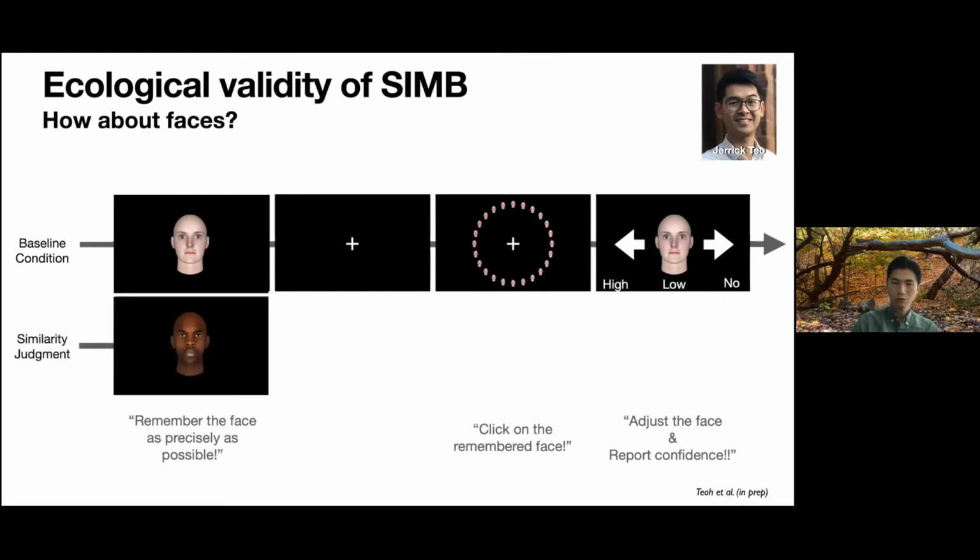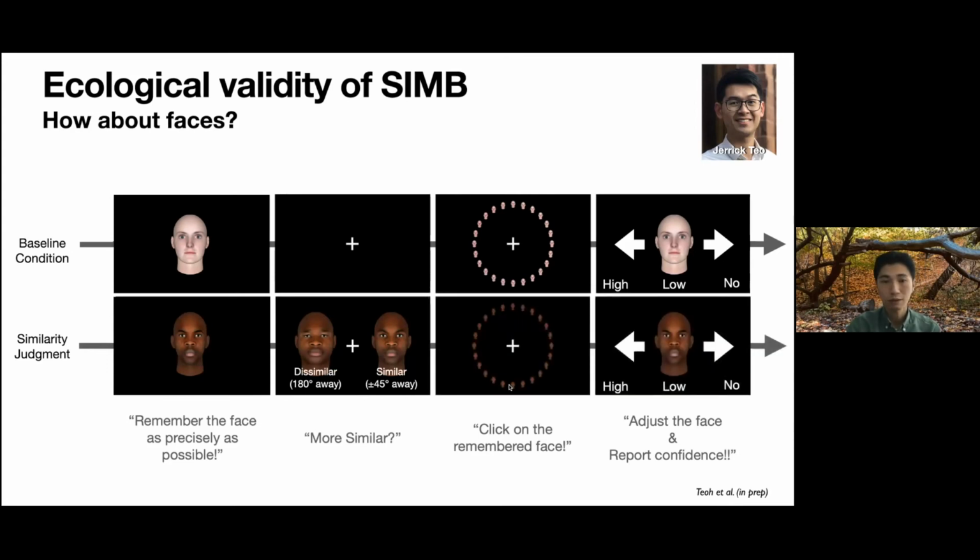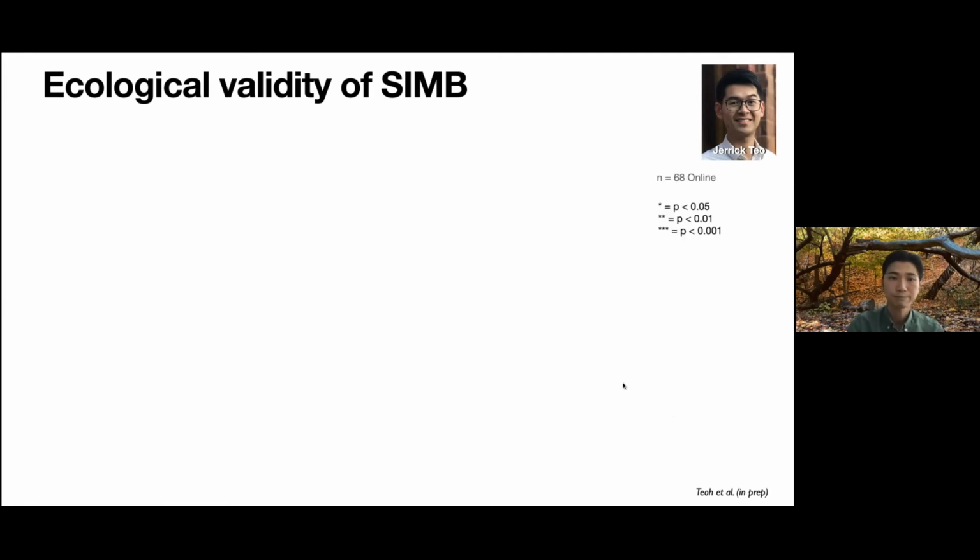In the critical condition, a face was presented, but during the retention interval, we presented a pair of probe faces. And here, one of the probes was 45 degrees away from the original face that you see here. And the other one was 180 degrees away from the target face. And after that judgment, they reported the original face, along with the confidence.